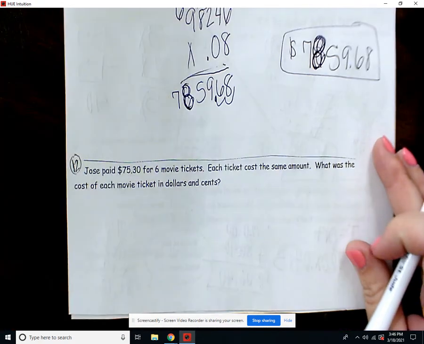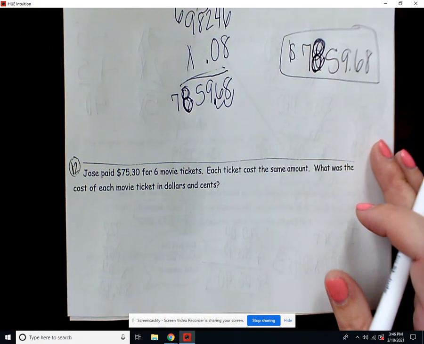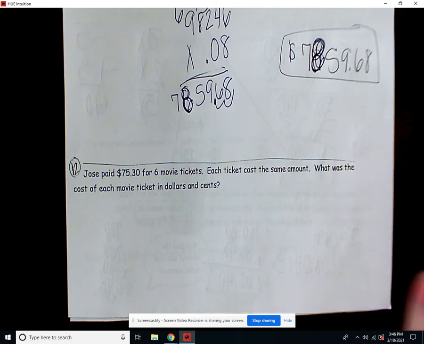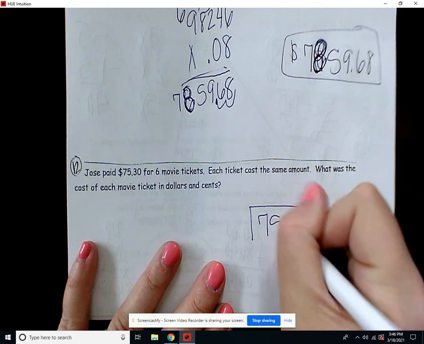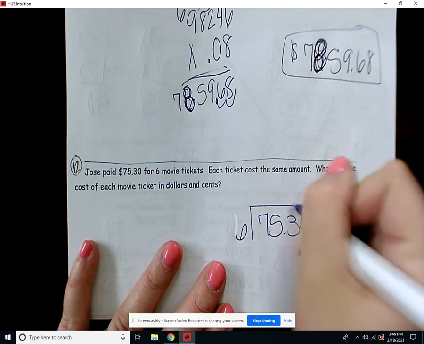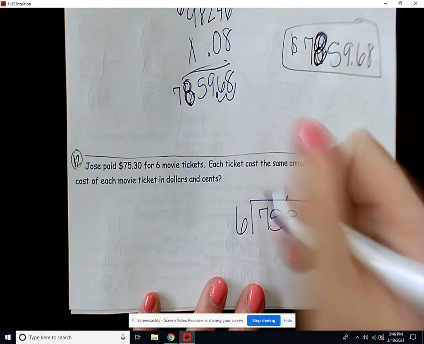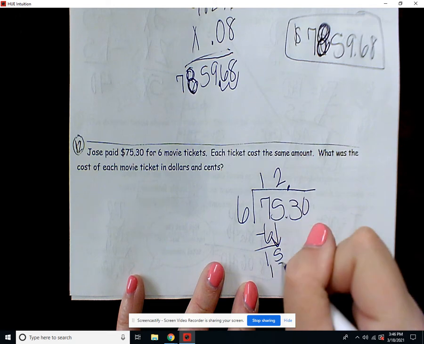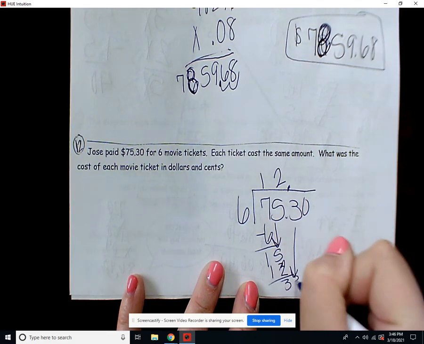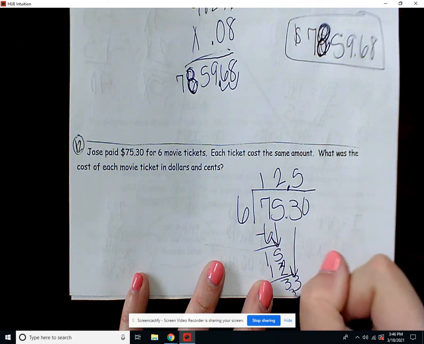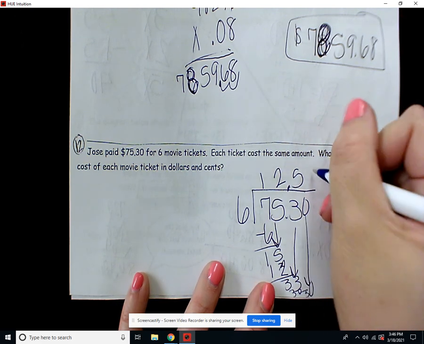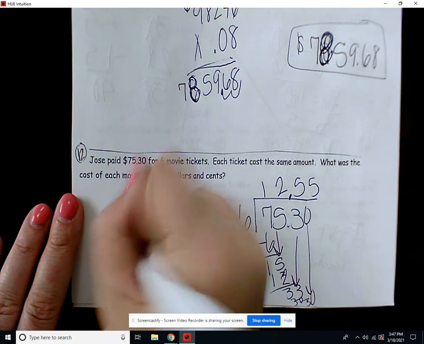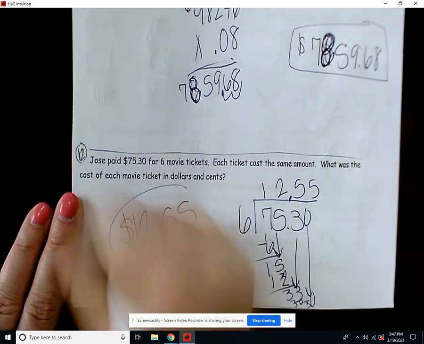All right. Jose paid $75.30 for 6 movie tickets. Each cost the same amount. What is the cost of each movie ticket? So we want to know, what does it cost for 1 movie ticket? So we are going to divide. Remember, the money goes in, the item goes out, and then we're just going to divide. So 6 into 7 goes in there 1 time. 6 will go into 15 2 times. 6 will go into 33 5 times. And 6 will go into 30 again 5 times. So each movie ticket is $12.55.